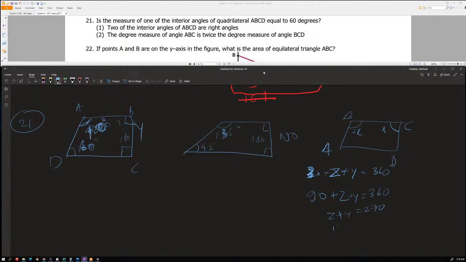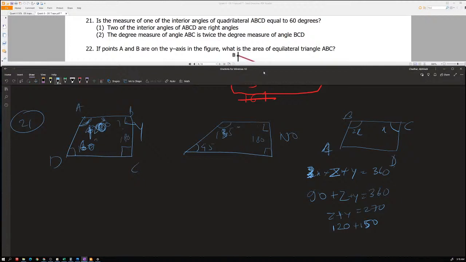This one cannot be 180, right? So this has to be more than 90 degrees. So it could be 120 degrees and 150 degrees, right? Possible. So this can be one solution where none of the angles are 60 degrees.